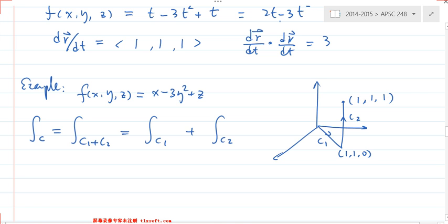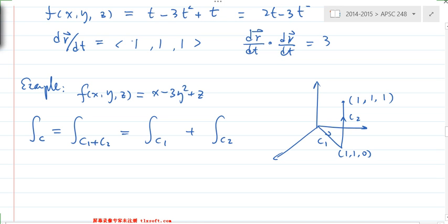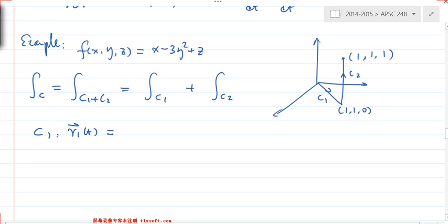Okay, I'll write down C1 and C2. Just to jog your mind, for C1, the parametric equation, let's use r1 here. Do you remember what this is, or what would be a candidate for the parametric equation for C1? It's t, t, 0, and t goes from 0 to 1. And the parametric equation for C2.